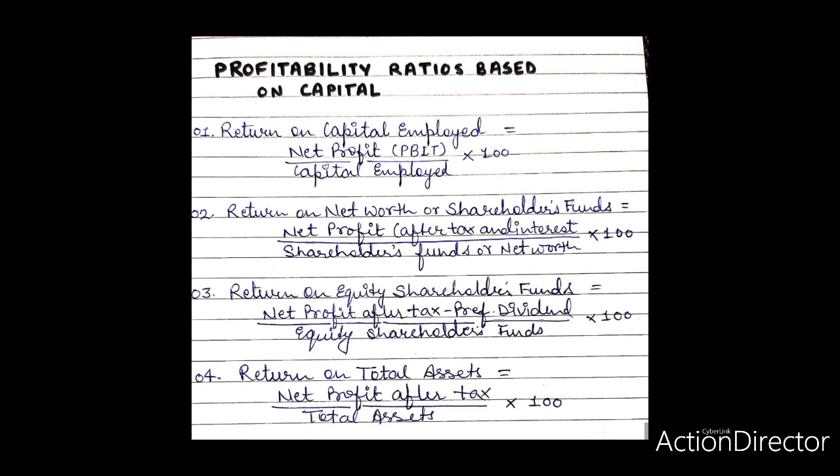This ratio expresses the percentage relationship between net profit after interest and tax and net worth or shareholders' funds. This is also known as return on proprietary or proprietors' funds. It is used to ascertain the rate of return on resources provided by the shareholders. The ratio is calculated by using the following formula: net profit after tax and interest divided by shareholders' funds or net worth, multiplied by 100.